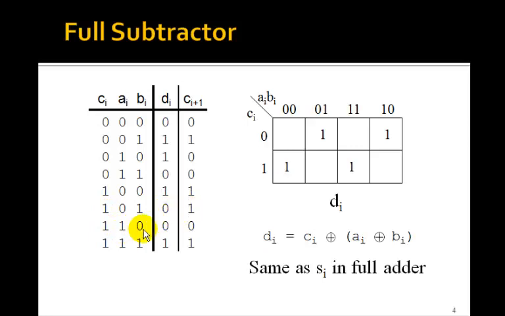1 minus 0 is 1. Minus 1 is 0 and no borrow. 1 minus 1 is 0. Minus 1 is 1 and a borrow. So this is the truth table for a full subtractor.